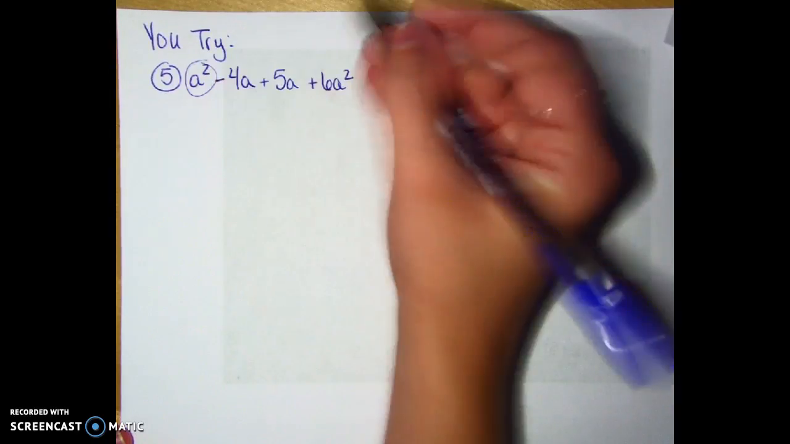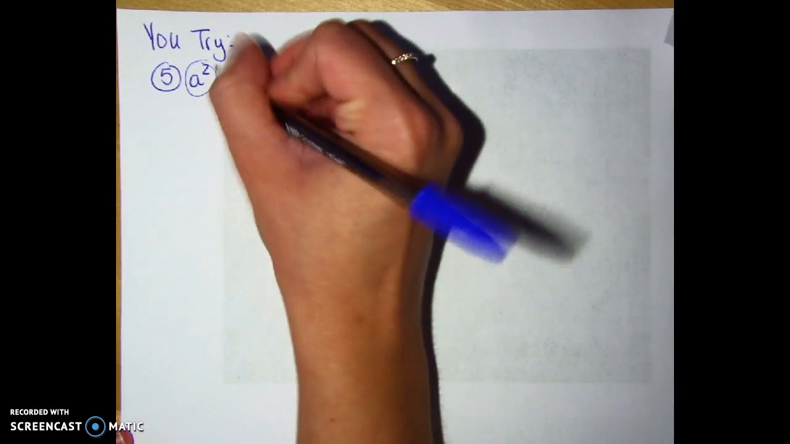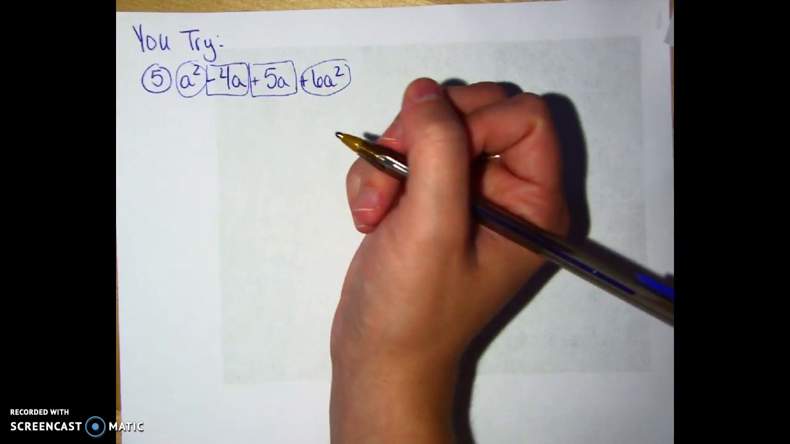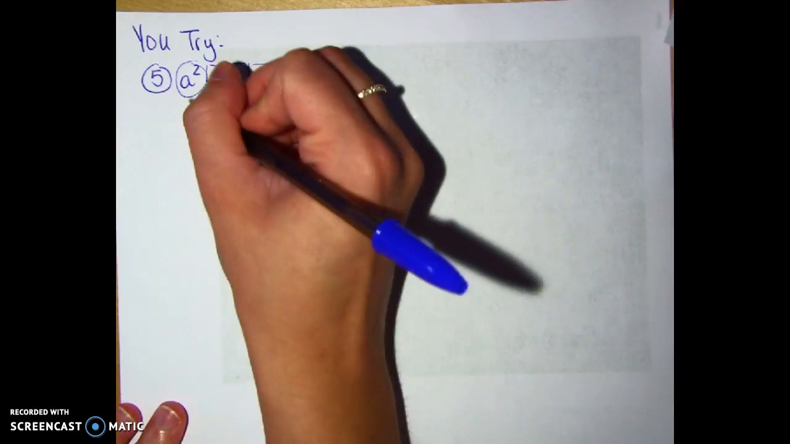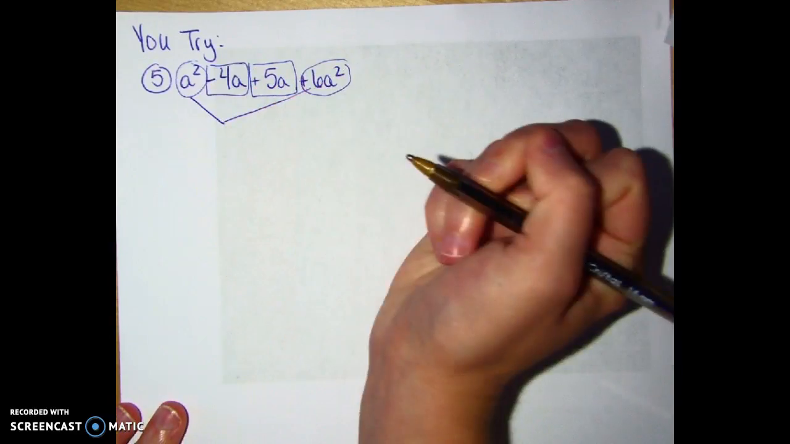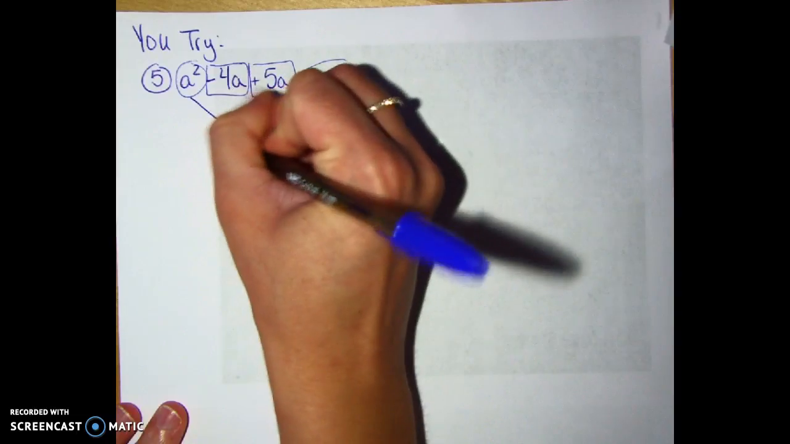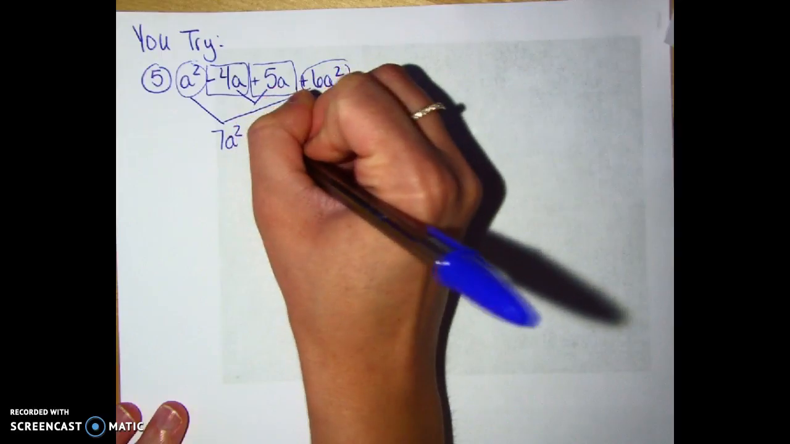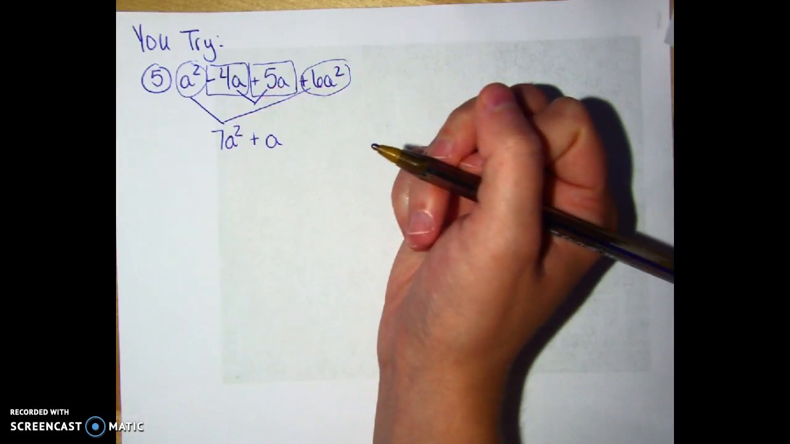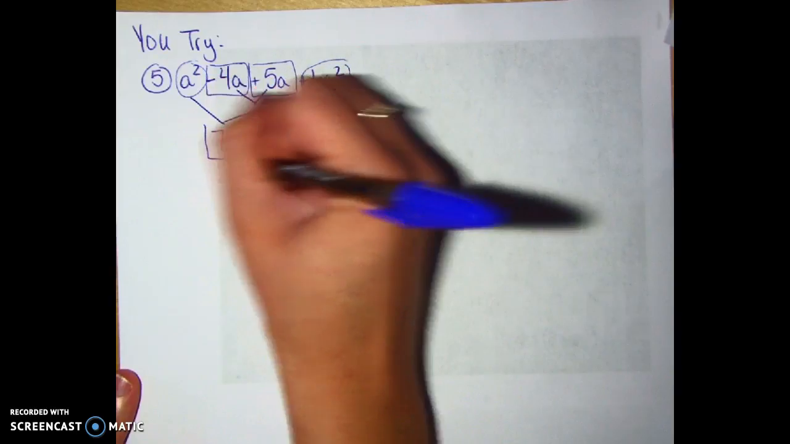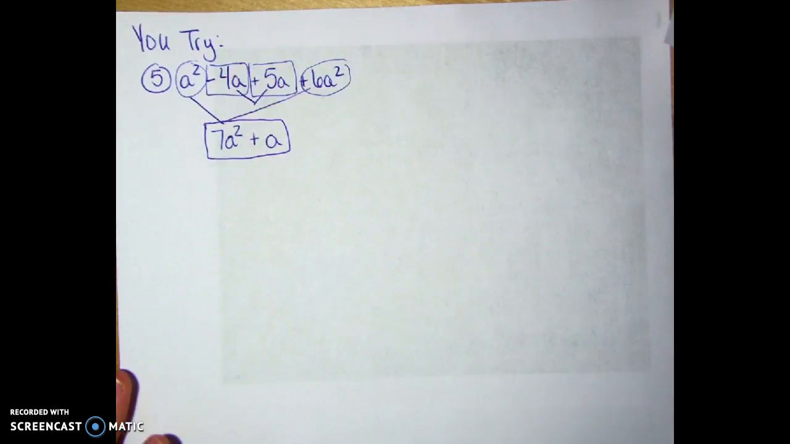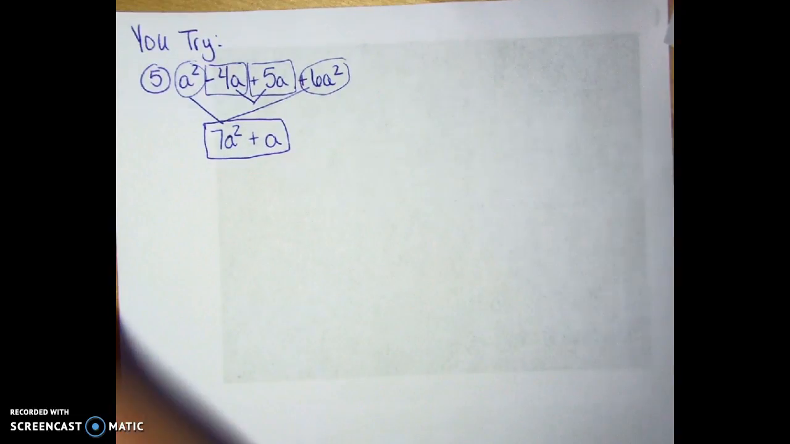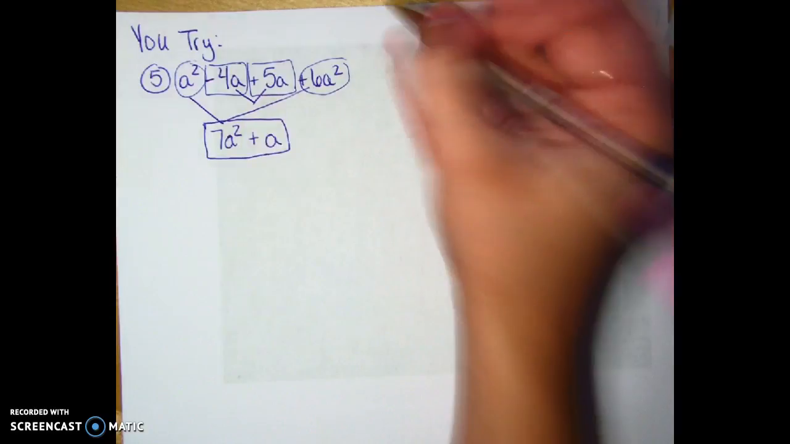Okay, I have an a squared, and then I have an a and an a. You can rewrite it together, or I'm okay if you just do this. A squared plus 6a squared is 7a squared. Negative 4a plus 5a is a positive a. If you put a positive 1a, that's okay, but you don't really need the 1 there. So that's that. You cannot combine these any further because they do not have the same variables to the same power. Let's do another one.